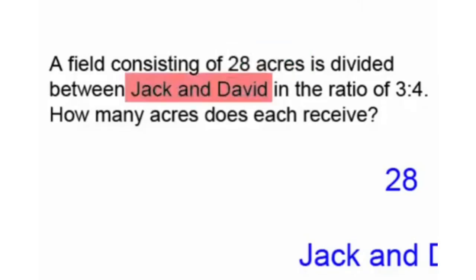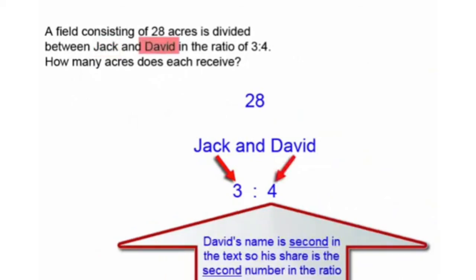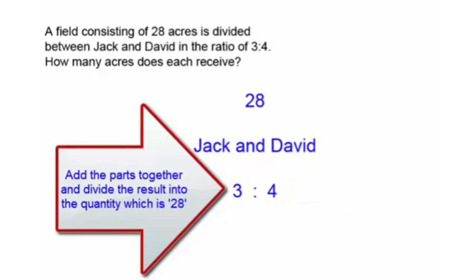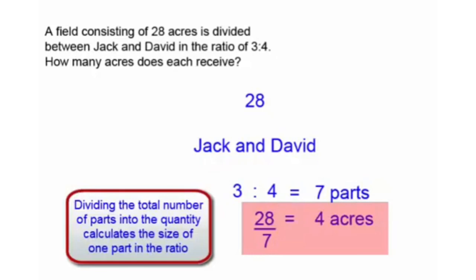Now let's take one more example. This time around, we are to share 28 acres of land between Jack and David. An acre is a unit for measuring area of land, especially when it is very large. David and Jack are to share this in the ratio of 3 to 4. When you look at it, the total is 7 parts.